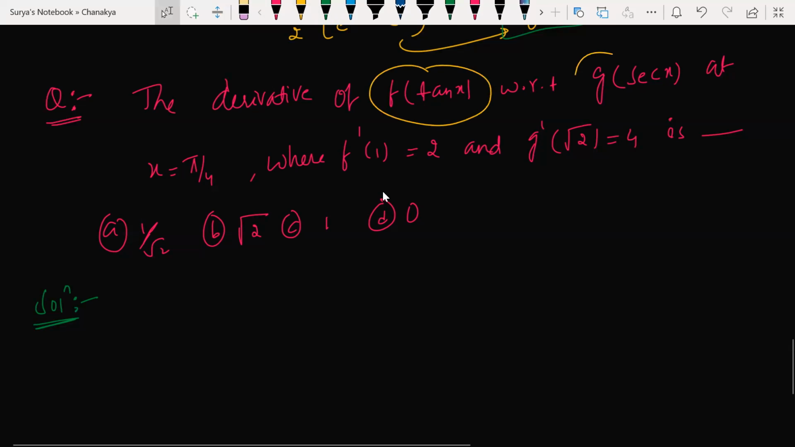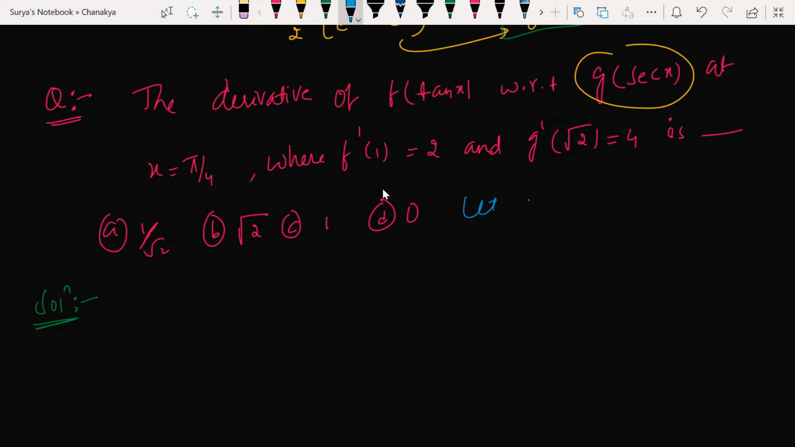F of x is given to you. The derivative with respect to g of x is nothing but dy by dp, where the function in the denominator is what you differentiate with respect to. So for supposing, let me take this function, f of tan x, as y. And let's take x, that is p, equal to g of secant x. Now we need to find dy by dx.